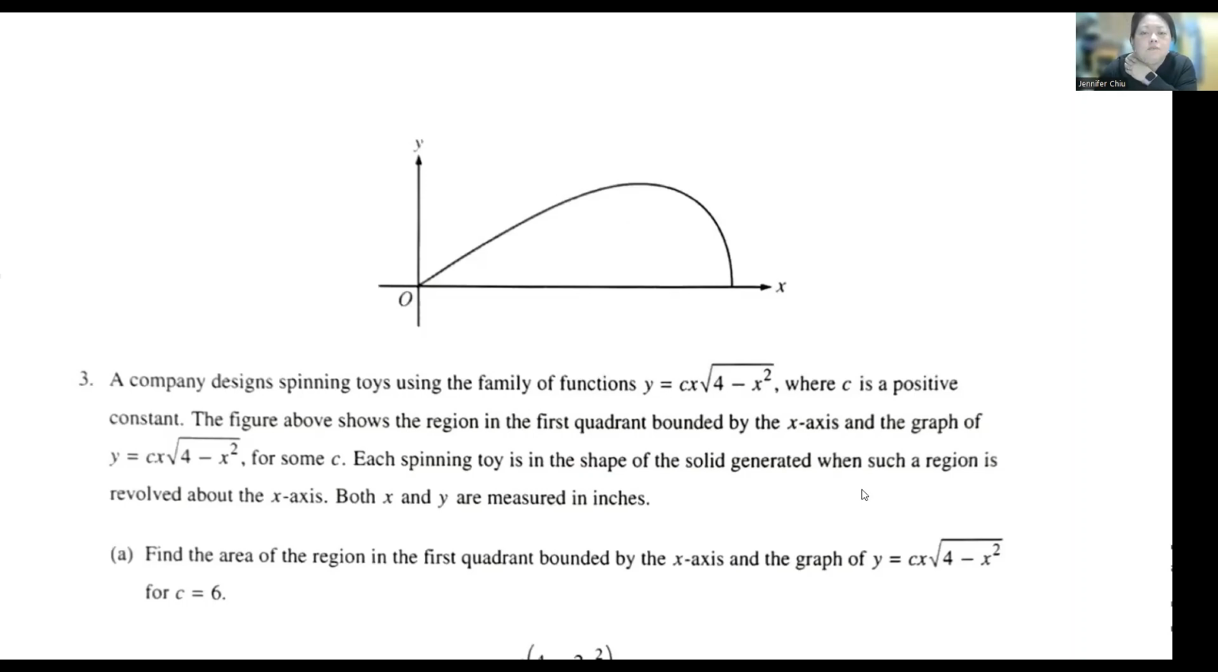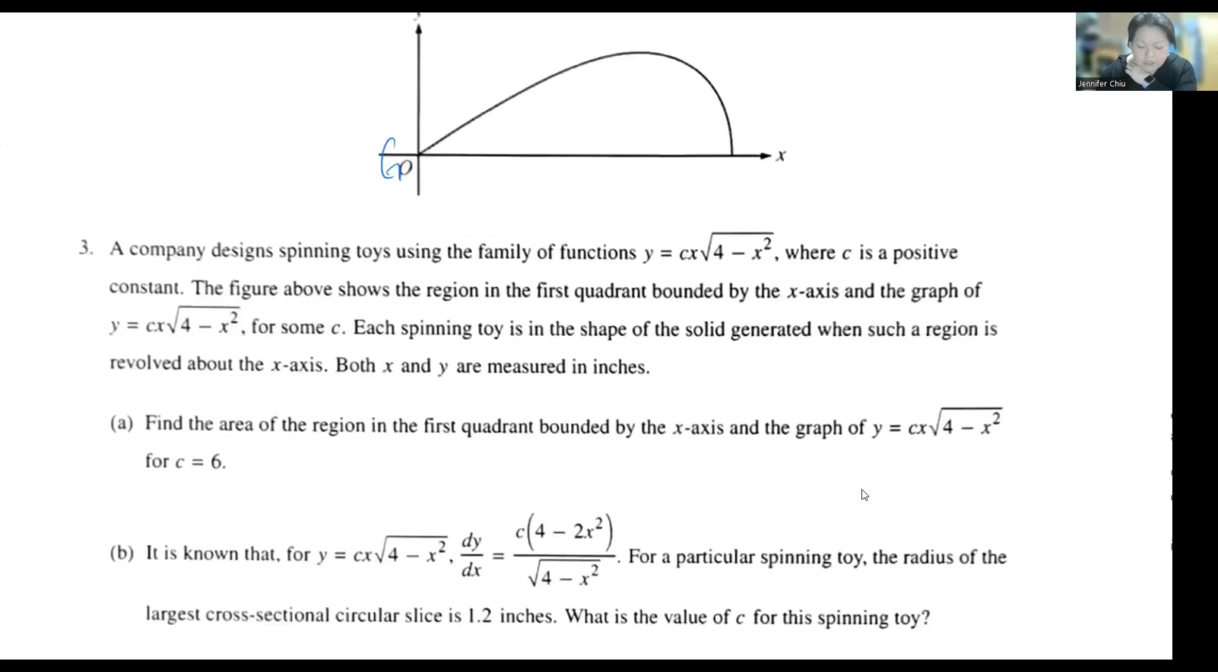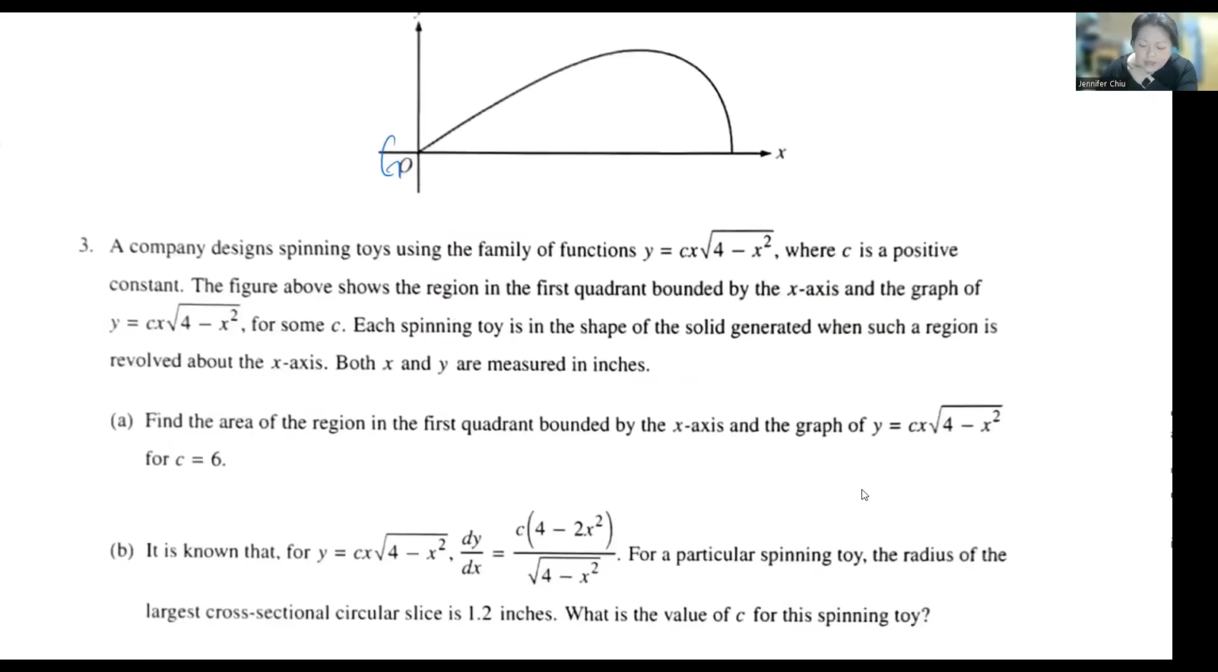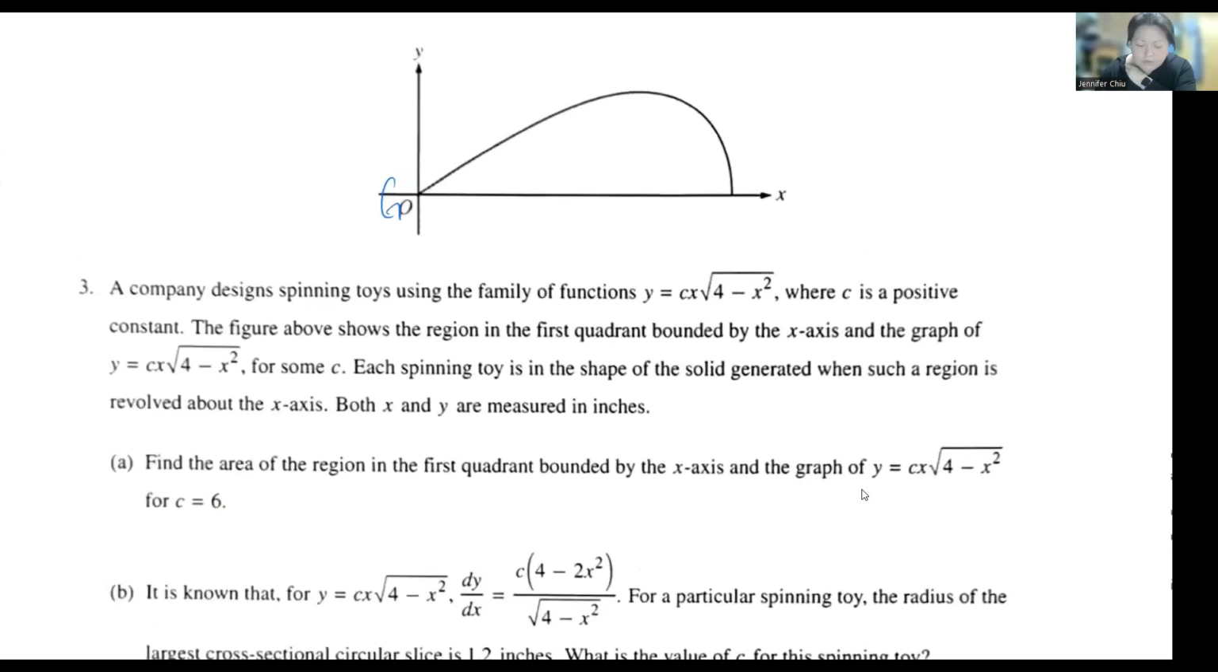Each spinning toy is in the shape of a solid generated when such a region is revolved about the x-axis. Both x and y are measured in inches. So it's going to revolve around the x-axis like this. So it's kind of a top looking thing. Okay, so just have an idea what that looks like. Okay, all right, so find the area of the region in the first quadrant bounded by the x-axis and the graph of this function for c equals 6.